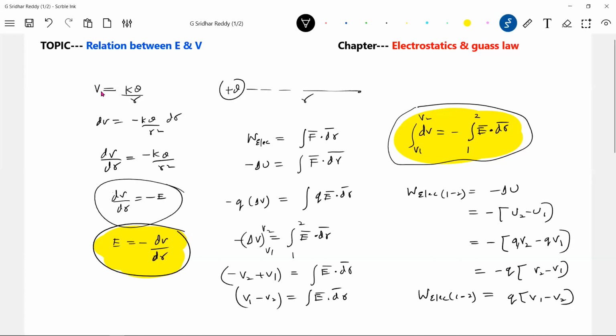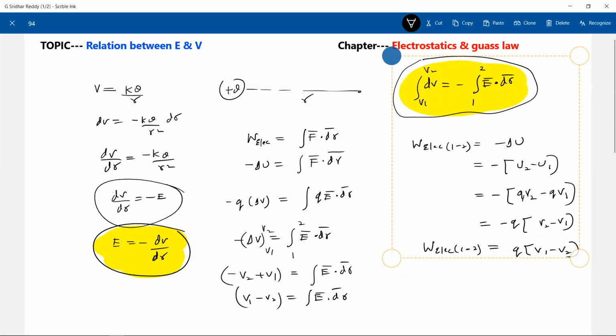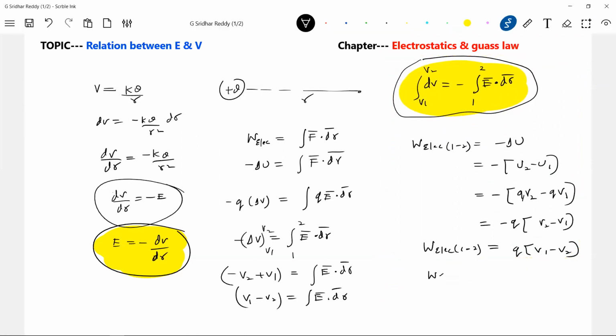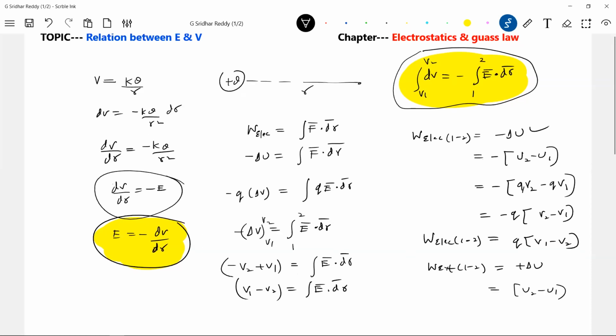How are work done by electrostatic force and work done by the external agent related? So we know that work done by an external agent in moving a charged particle should be equal to plus delta U, because electrostatic force is a conservative force. Work done by a conservative force should be equal to minus of change in potential energy. Work done by an external agent should be positive of change in potential energy. So from this, what we can write is U2 minus U1. Then again solving.